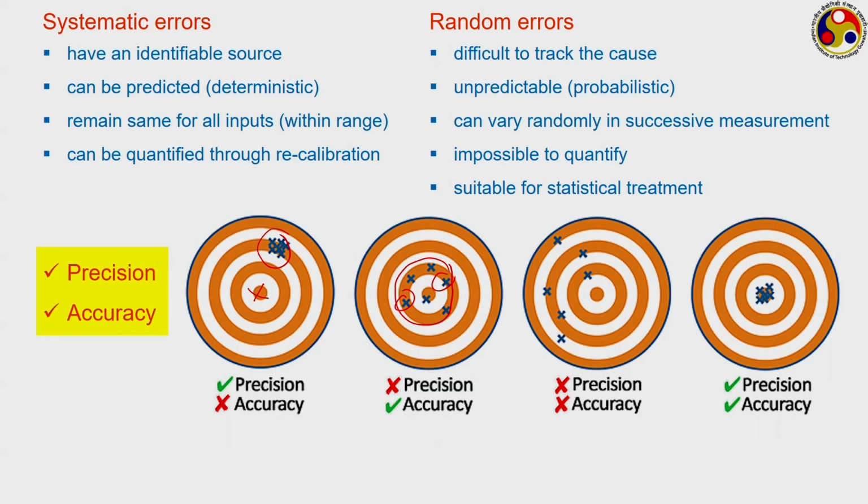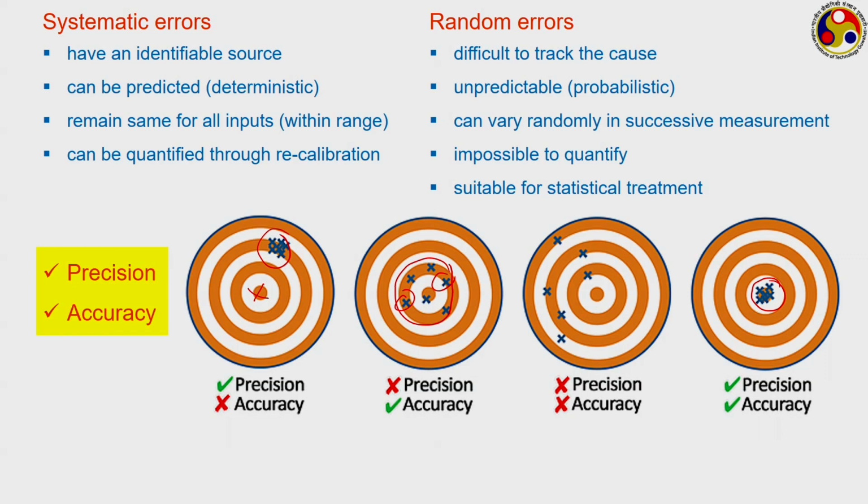Look at the third case. Here all are scattered and most of them are far away from the actual reading. So, this is neither precise nor accurate. And this is the most desirable situation. Here they are all in a very nice bunch. So, that is precise, random errors are less, and also this bunch is very close to the desired value. So, systematic errors are also less, that is, it is accurate as well.